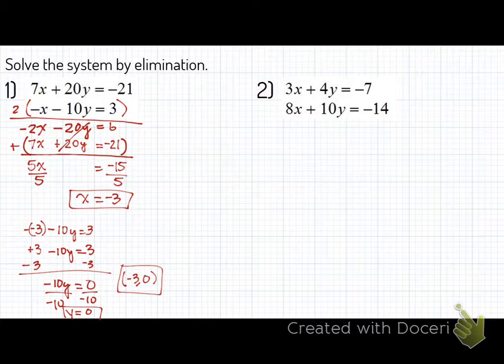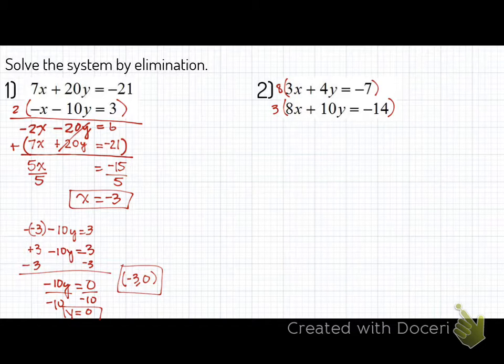So we have 3x and 8x. I think I'm going to focus on the x's on this one. So I know that if I multiply 3 times 8, I get 24, right? And if I get 8 times 3, I get 24 also. So check this out. I'm going to multiply this first equation by 8, okay? I'm going to take the second equation and multiply it by 3.